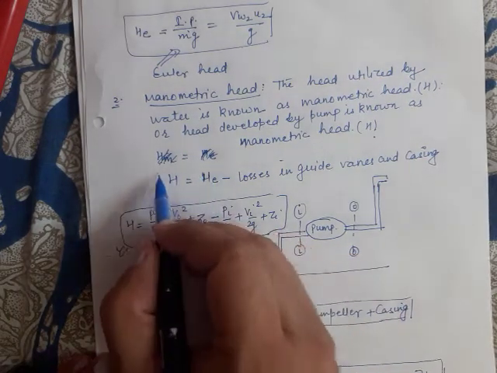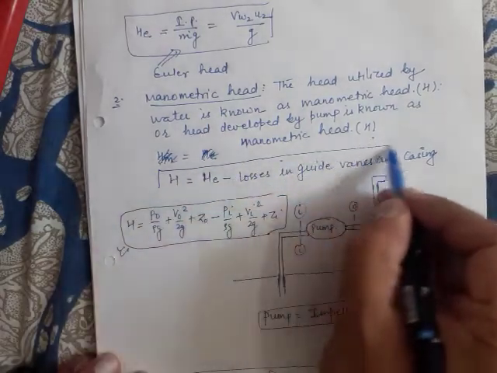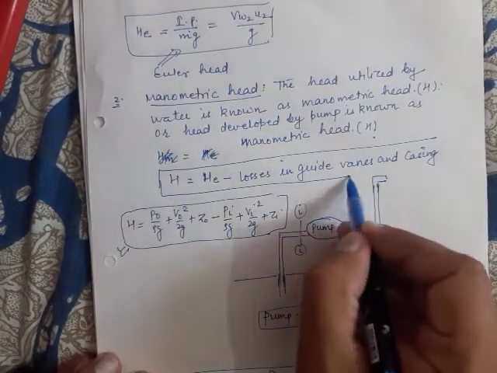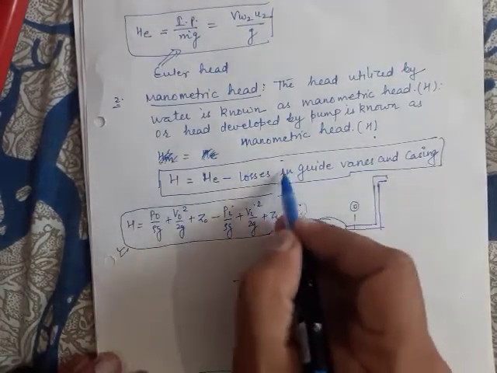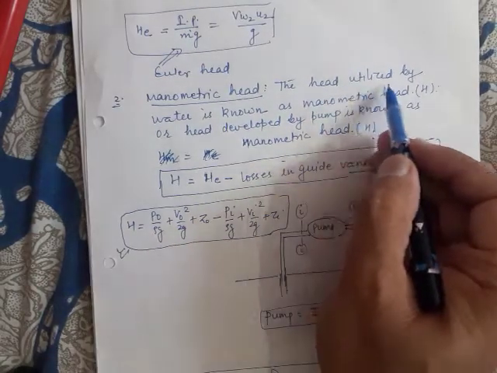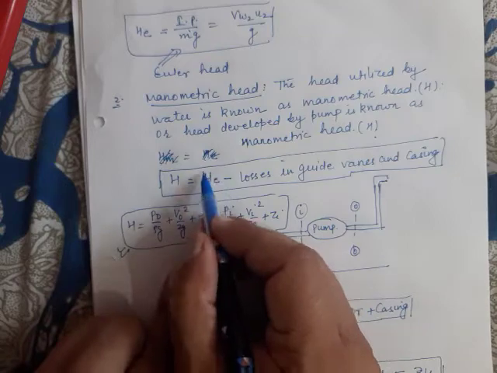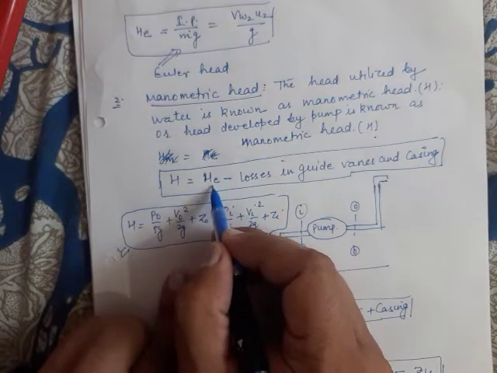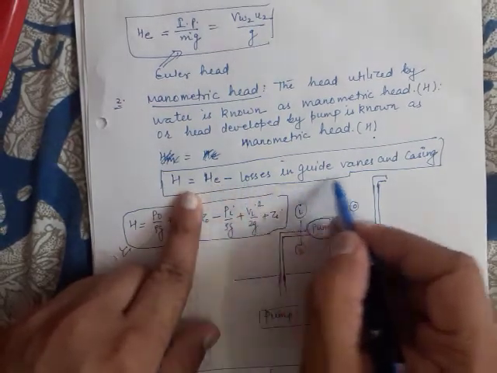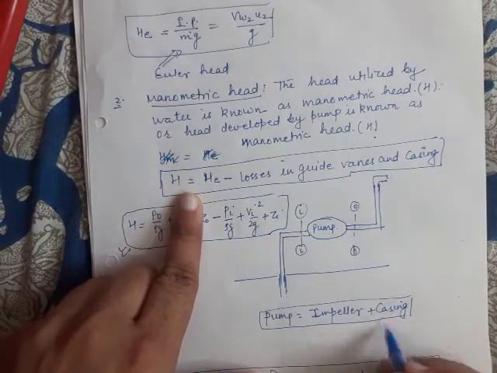And when manometric head is written in terms of Euler head, it can be represented by this formula. Please note the meaning of this formula. This is the head utilized by the water. The impeller has produced this much amount of head, but some of the head will be lost in guide vanes and casing.